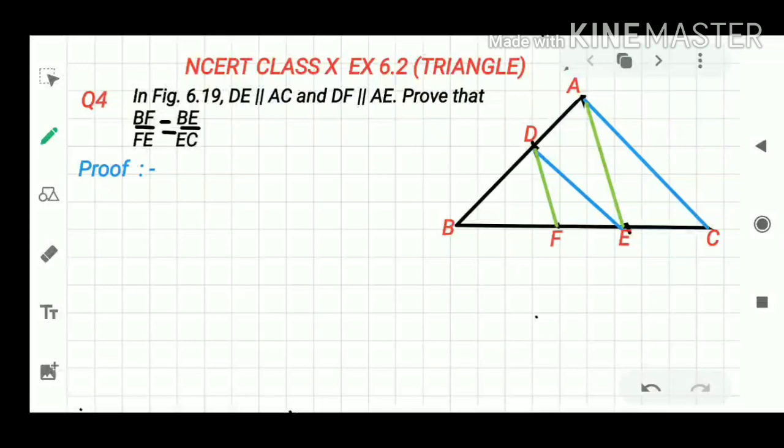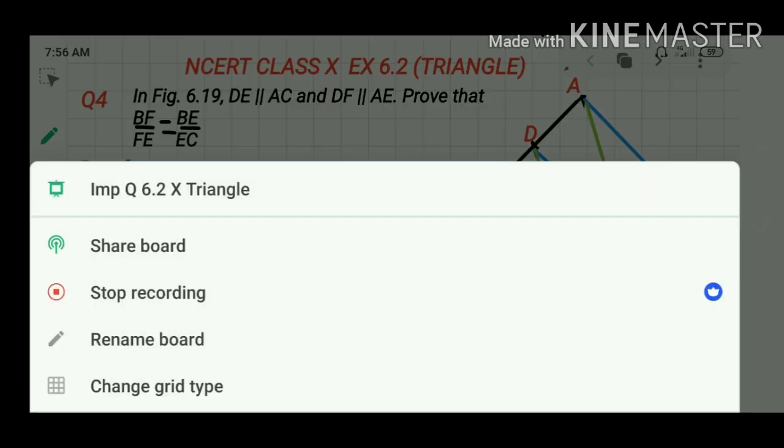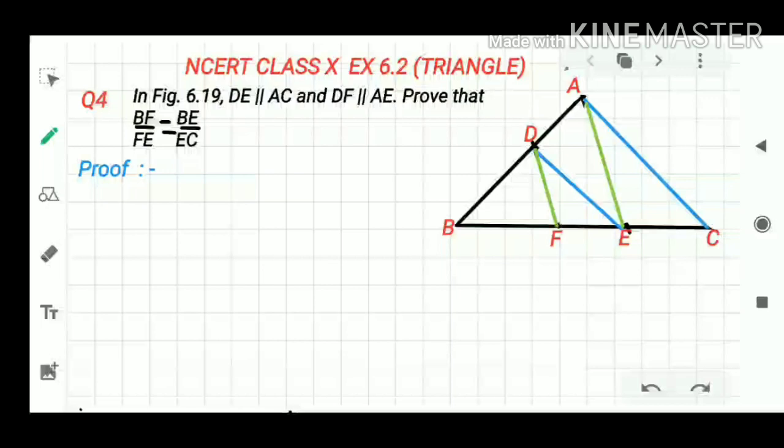In my previous video, I have already discussed Thales theorem and the converse of Thales theorem. Today we will see its application from NCERT exercise 6.2. It consists of only the important questions of this exercise. So have a look. It starts from question number 4.